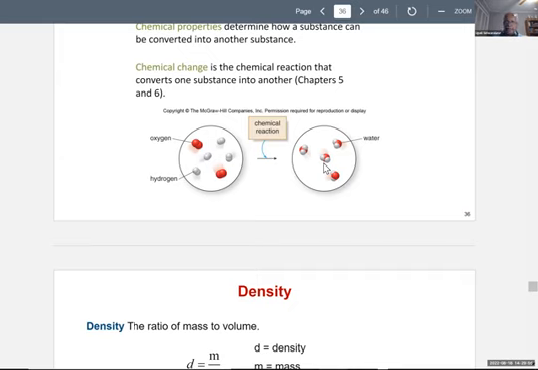Therefore, many different substances have certain chemical properties. Some don't combust. Some rust. Rust is another reaction where oxygen is combined with iron to make red colored iron oxide. That's a chemical property.